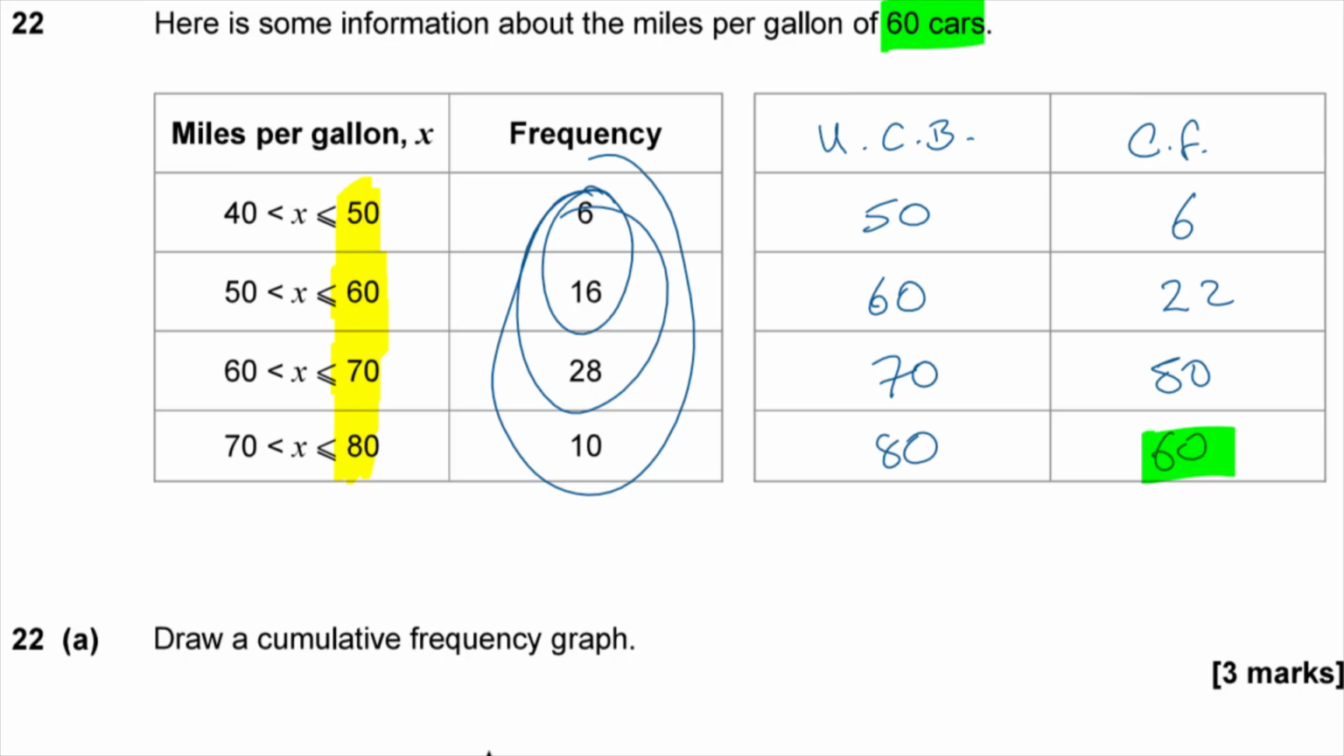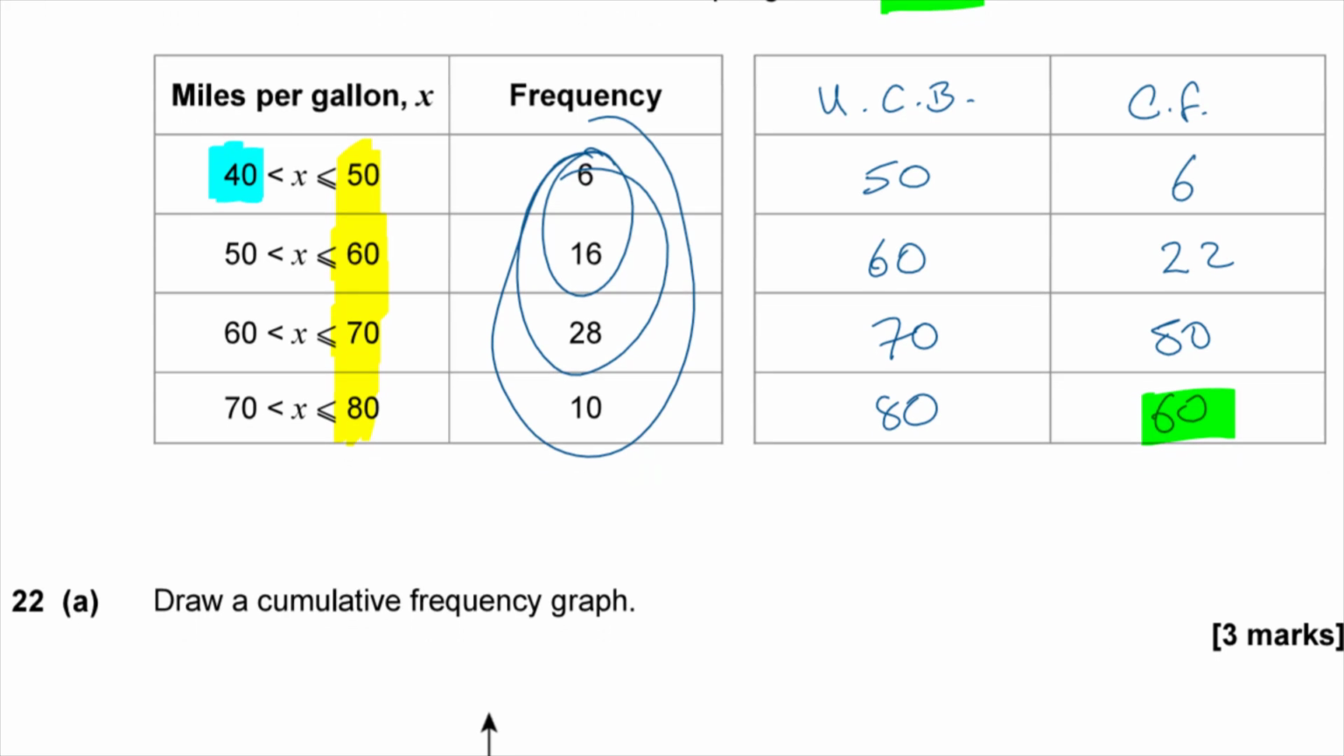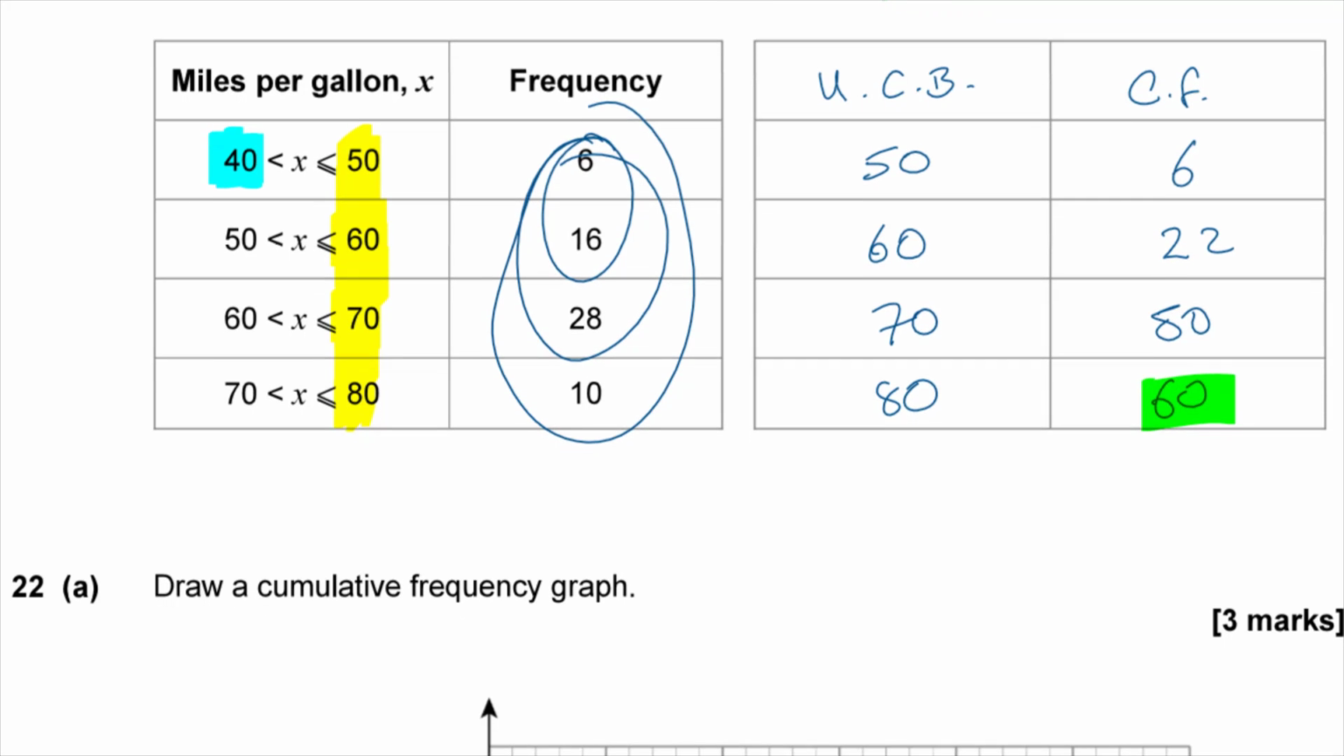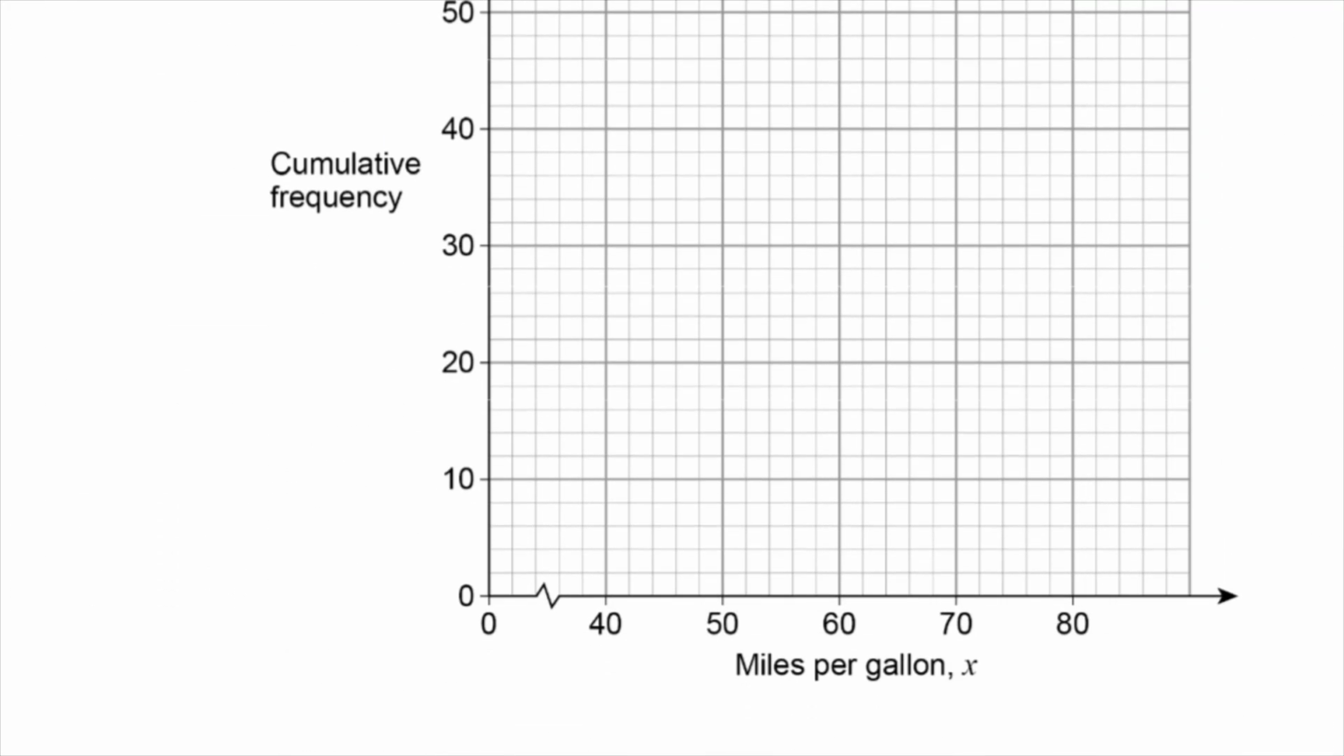Okay, so now I've got my cumulative frequencies and my upper class boundaries. I can start plotting the points. Now there's actually an additional point I can plot first. I'm going to plot 0 against the lowest value on my frequency table. So I'm going to plot 40, 0 as my first point. So my first point is going to be here, 40, 0.